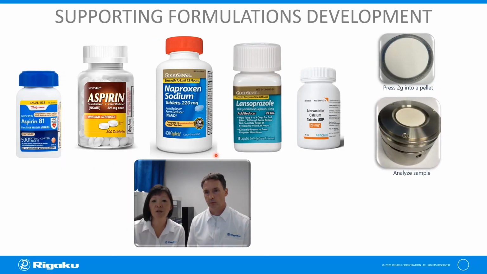So just switching gears here, we're going to show different examples of using all these medications to show blend uniformity, what you can look for when you're doing formulations. What I did here was take each of these pills, ground them up, and press 2 grams of it into a pellet with this aluminum ring, and then just loaded it onto our sample holder. Then we're just going to show the differences in what the formulations are with these types of medication.